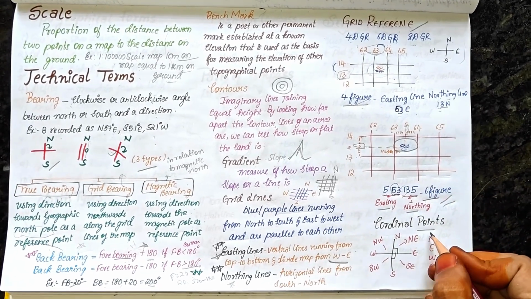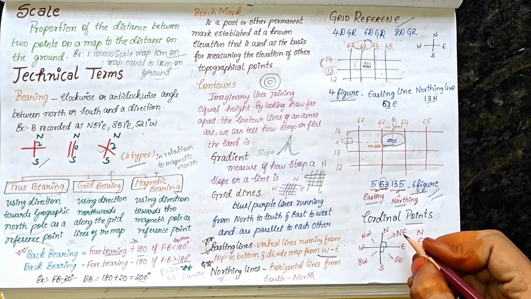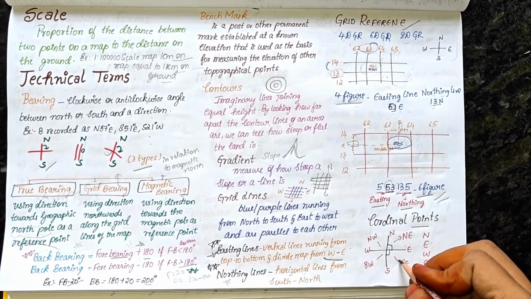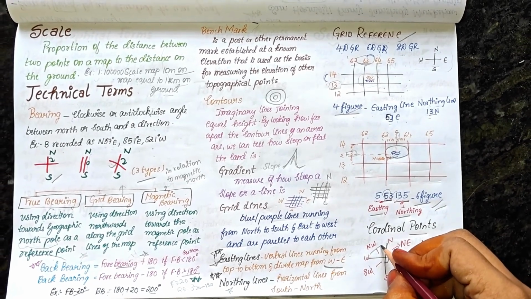So what are the cardinal points? The cardinal points are north, east, west and south. Here comes northeast, here comes southeast, here is southwest and here is northwest.